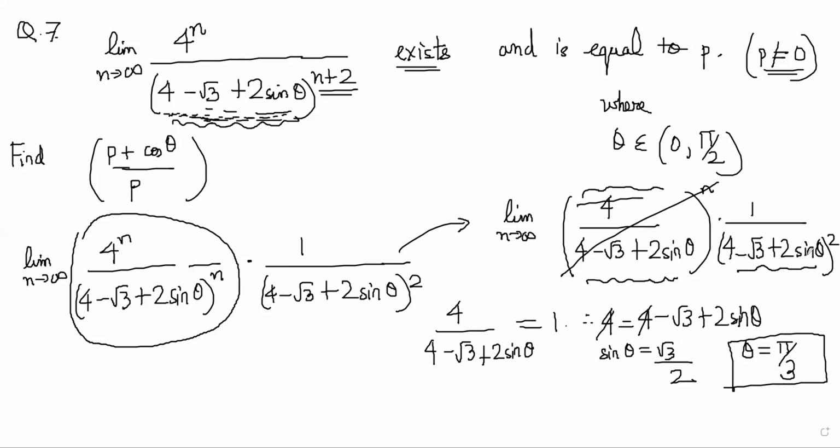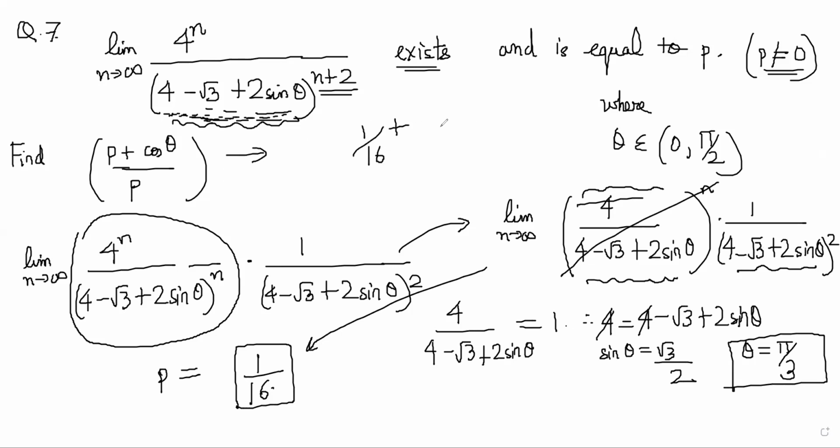Then this part is becoming root 3 by 2. Root 3 cancels, 1 by 16 is coming, and that is your p value. And now you can find this: 1 by 16 plus cos pi by 3, which is half, by 1 by 16. So 9 by 16 by 1 by 16. So the answer is 9.